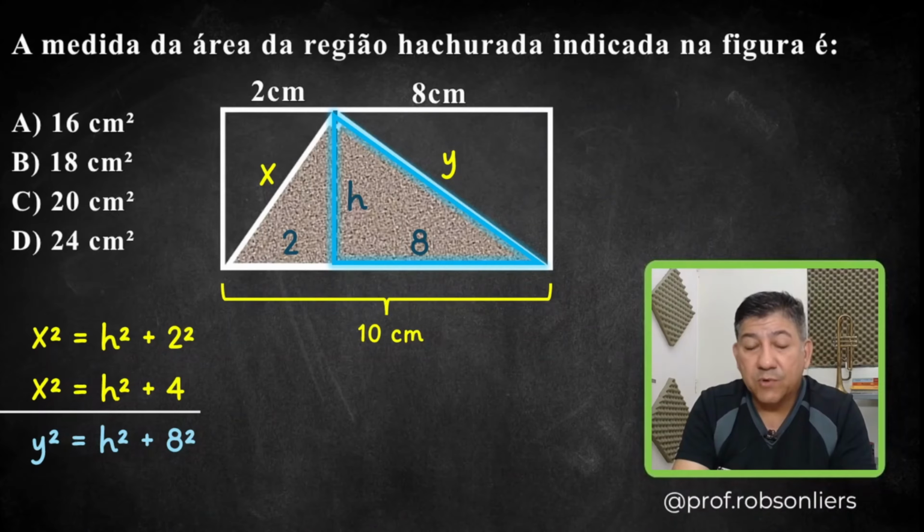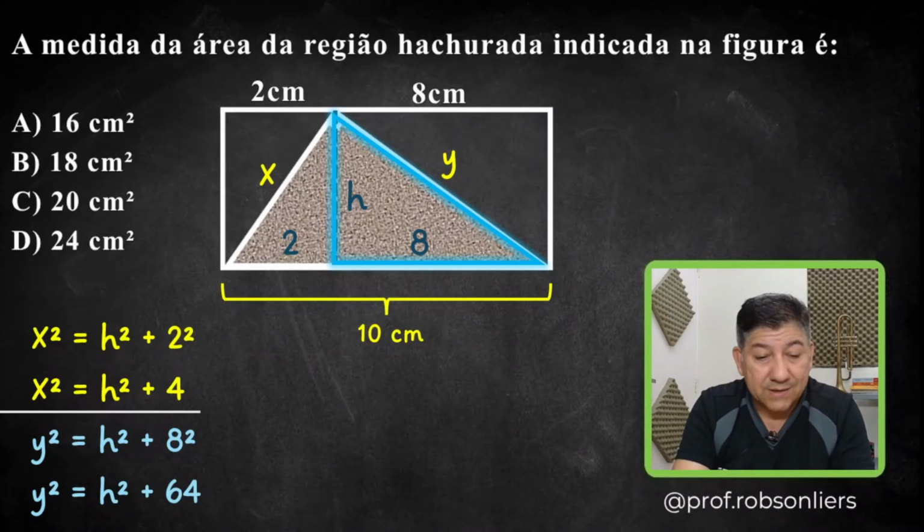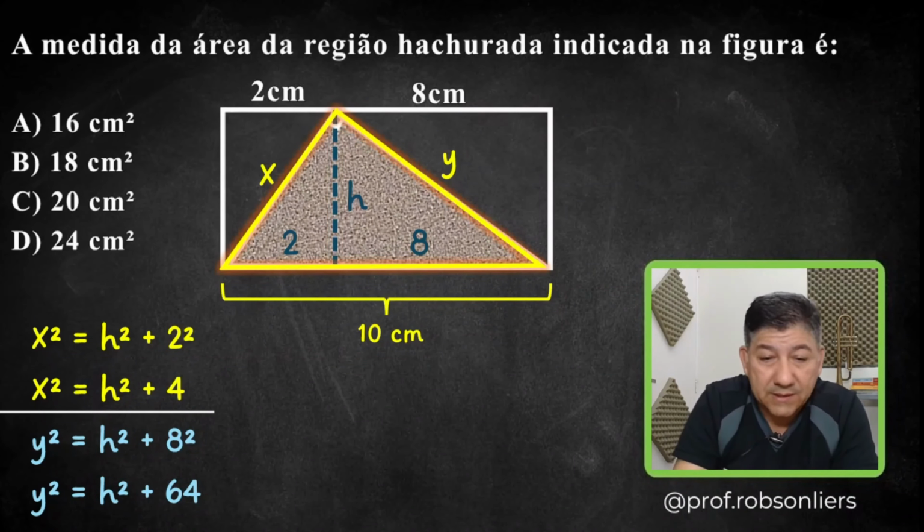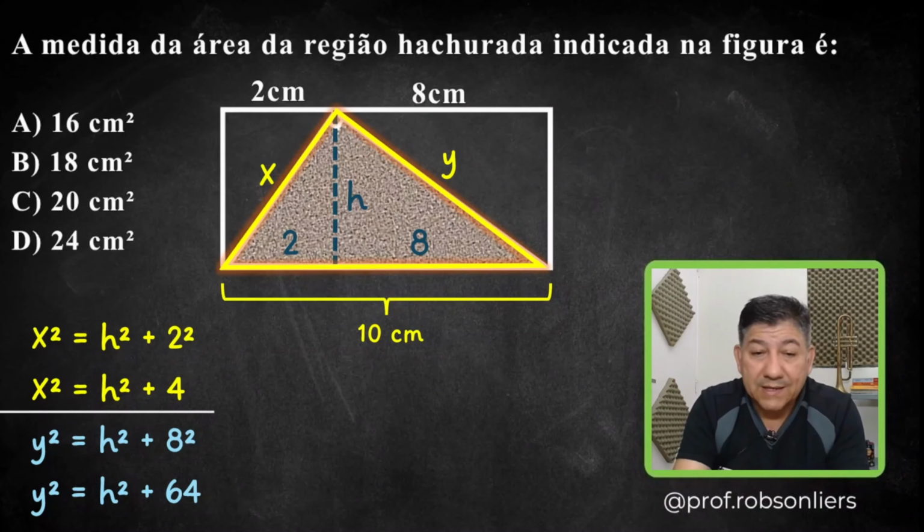8 squared is 64. So y squared will be equal to h squared plus 64. All right, I saved this information. Now let's look at this big triangle here. It's the area of this triangle that we want to find.